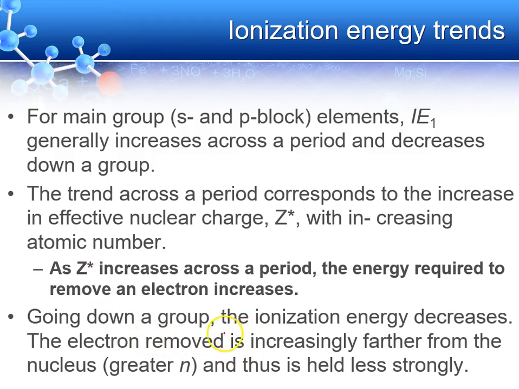Going down a group, though, the ionization energy decreases because here you're not in the same value of n. Here you're adding electrons to higher values of n. So those electrons become farther and farther and farther away from the nucleus. They don't have a great attraction for the nucleus. They're held far less strongly, and it's much easier to remove them.